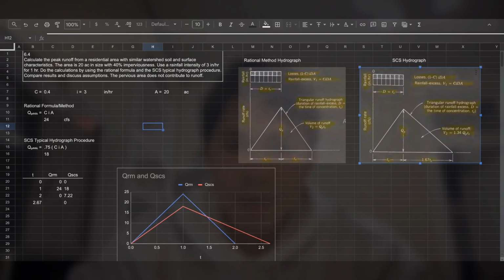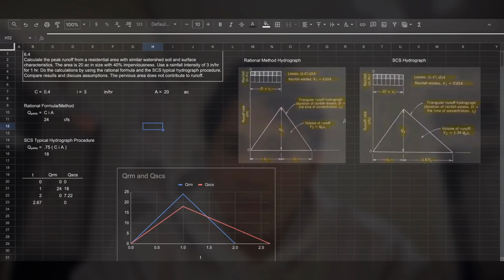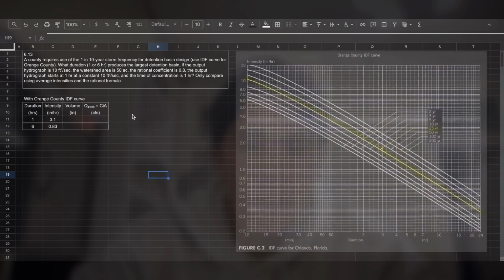Now, in the next problem, you are going to notice, is it this problem? No, it's actually the next problem that you are going to understand all these methods and how to know how far out the falling limb is going to go. But before that, let's do 6.13.